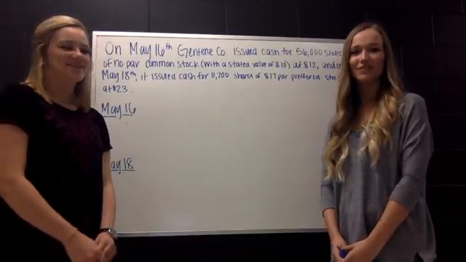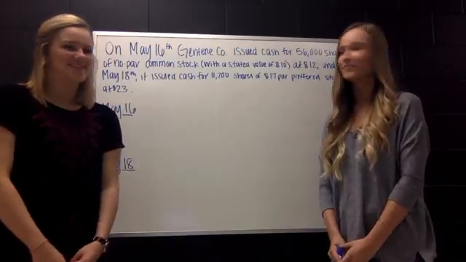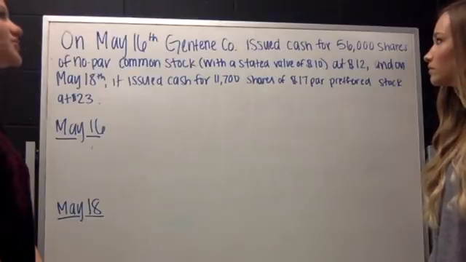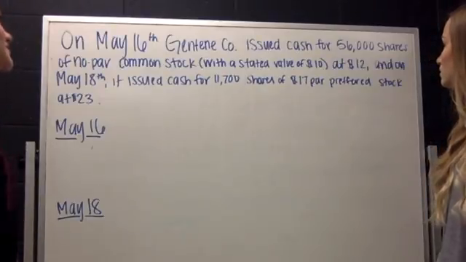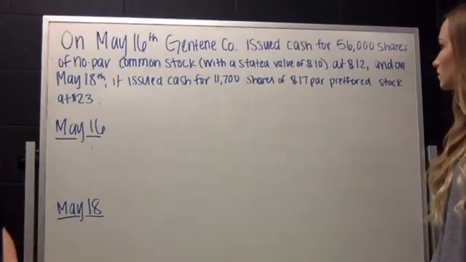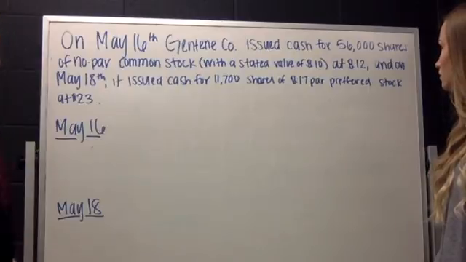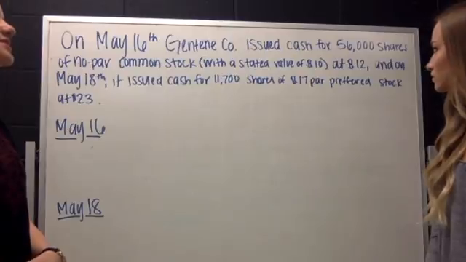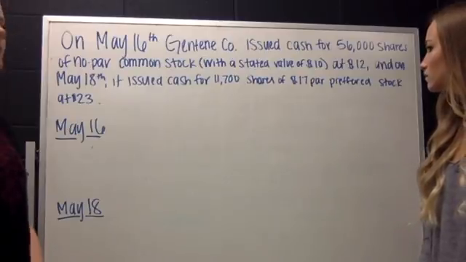We're going to teach you how to do Chapter 11 today, which is stocks. So here's our problem. On May 16th, Gentium Co. issued cash for 56,000 shares of no-par common stock with a stated value of $10 at $12. And on May 18th, it issued cash for 11,700 shares of $17 par preferred stock at $23.